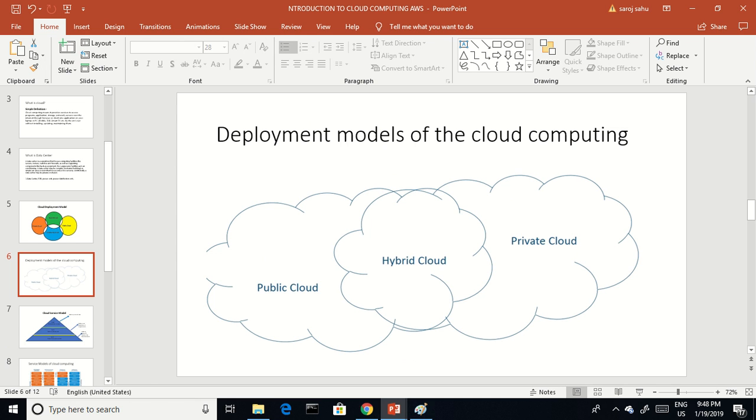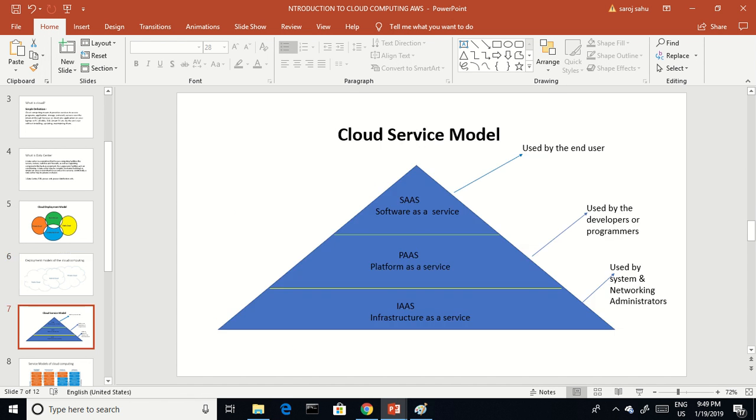So this is the picture of hybrid cloud, and public and private cloud. The hybrid cloud is the combination of public as well as private cloud, and we have the cloud service models: software as a service, platform as a service, and infrastructure as a service. In software as a service, it is used by the end user. Means only the software I have to access. I should not manage the server, the patching activity, the network, the storage, all those things. Only the software. So that is called software as a service.